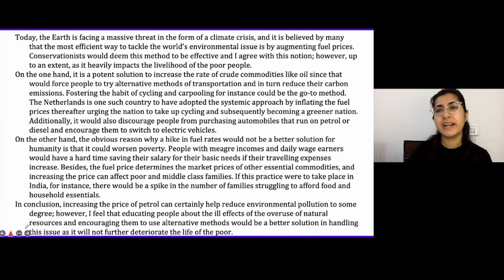Do screenshot this sample. It's a beautiful band 9 essay. Go ahead, read through it. Make sure you look at the vocabulary and the functional language, the examples, the paragraphing. Just go ahead, read it once or twice. You will get a much better understanding.